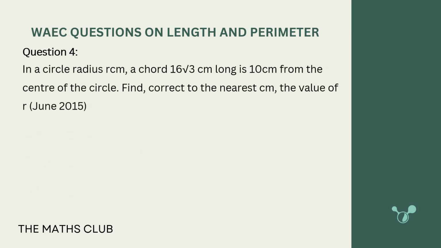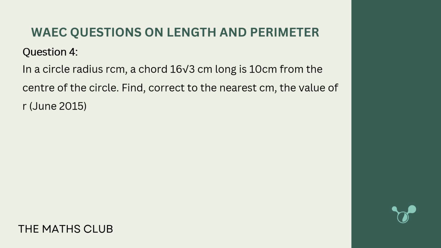Question 4 states that in a circle of radius r centimeters, a chord 16√3 centimeters long is 10 centimeters from the center of the circle. Find, correct to the nearest centimeter, the value of r. This is taken from June 2015. I want you to pause the video and try this out yourself.